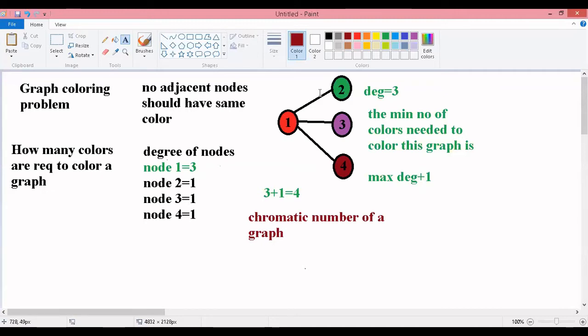So in this particular graph, the maximum degree is 3, and 3 plus 1, minimum 4 colors are needed to color this graph. So if you ask what is the chromatic number of this particular graph above, it is equal to 4. Chromatic number means the minimum number of colors needed to color a graph. So this is a problem. Now I have told many basic things.